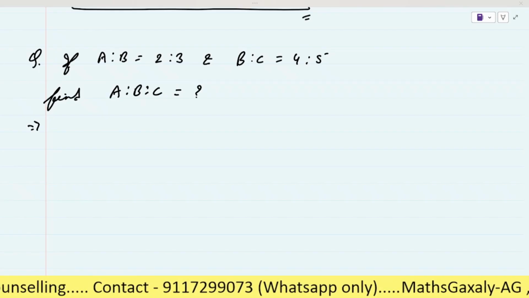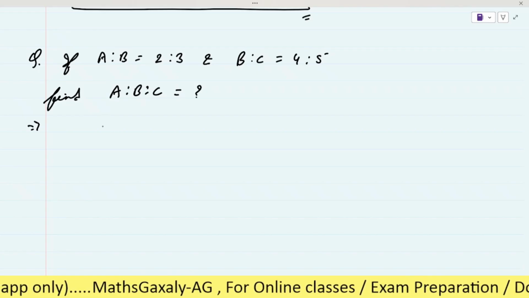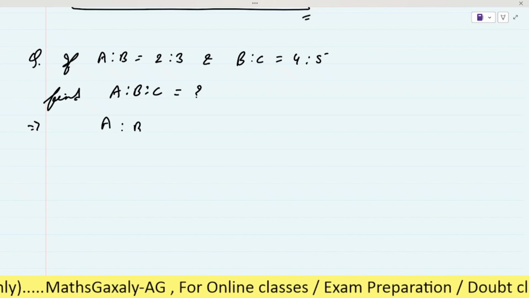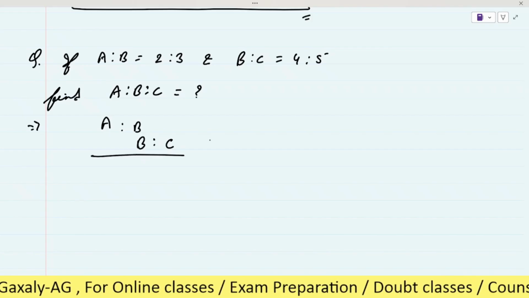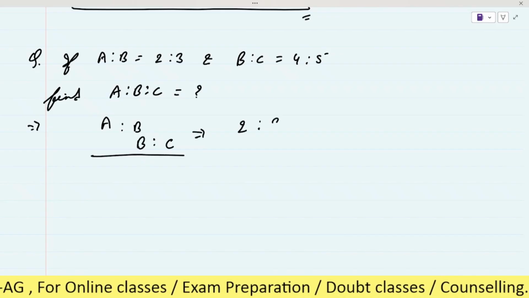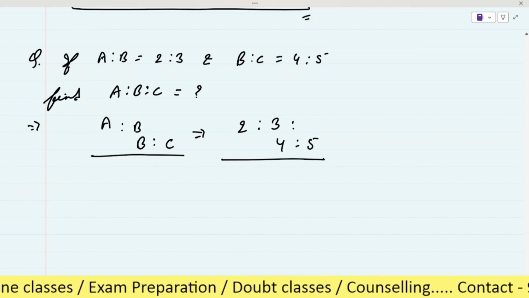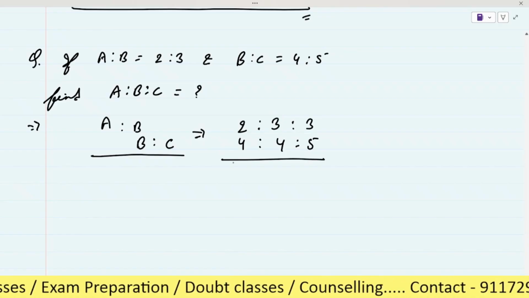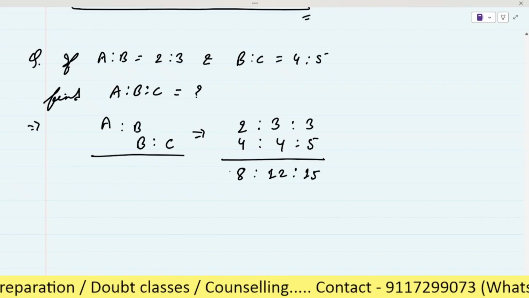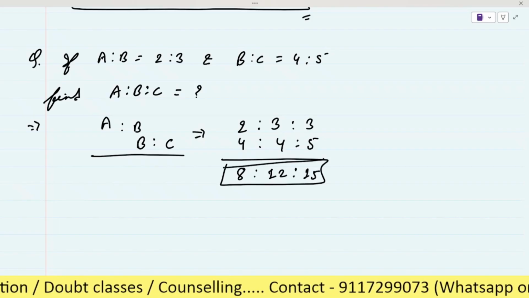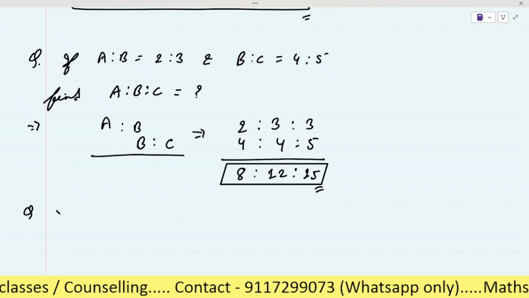Yes, sir. 8 is to 12 is to 15. Okay. Let me check it, because I gave this question myself. Here we will write like this. It will be 2 is to 3 and here 4 is to 5. Here we will write 3 and here we will write 4. So 2 fours are 8 is to 12 is to 15. Very good. It will be 8 is to 12 is to 15. Okay. Let's try one more question.